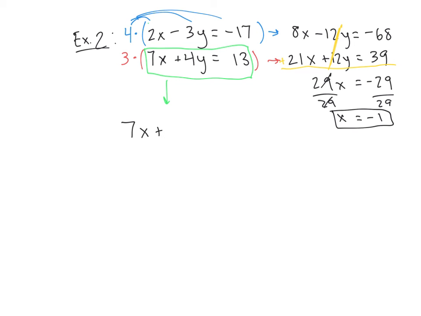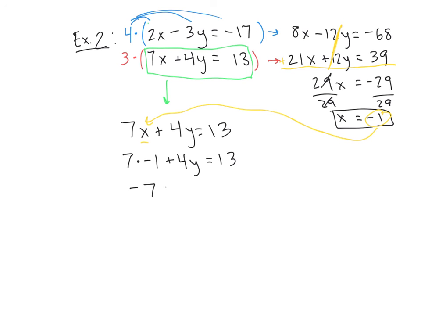So I have 7x plus 4y equals 13. Then I'm going to take my negative 1 for x and plug that into my original equation here for x. So I get 7 times negative 1 plus 4y equals 13. So we get negative 7 plus 4y equals 13. Go ahead and solve out that two-step equation for y and enter your answer for y when you're ready.